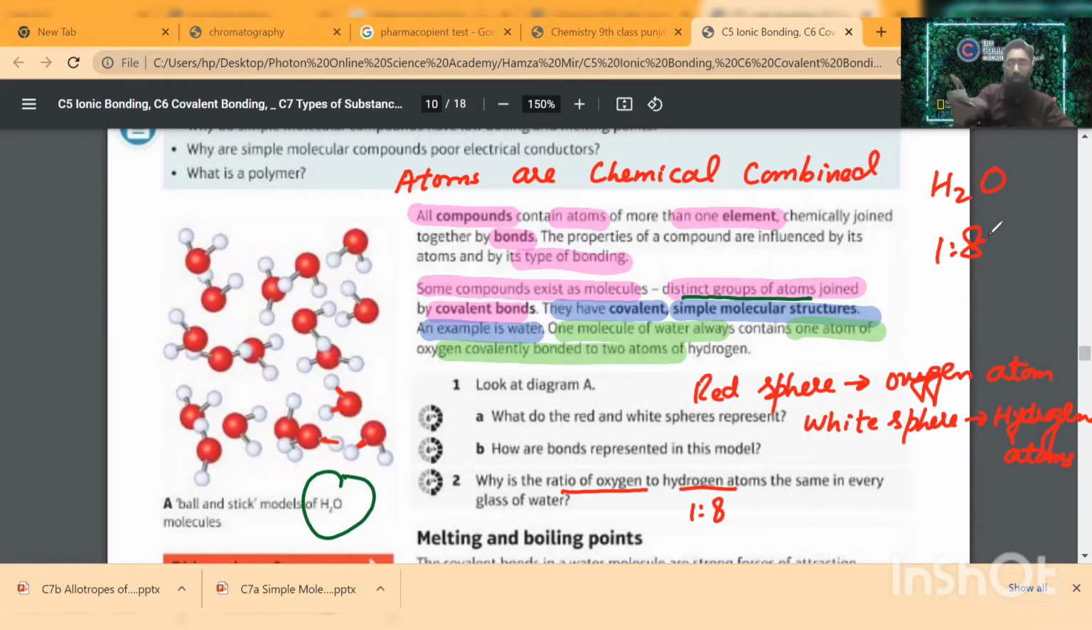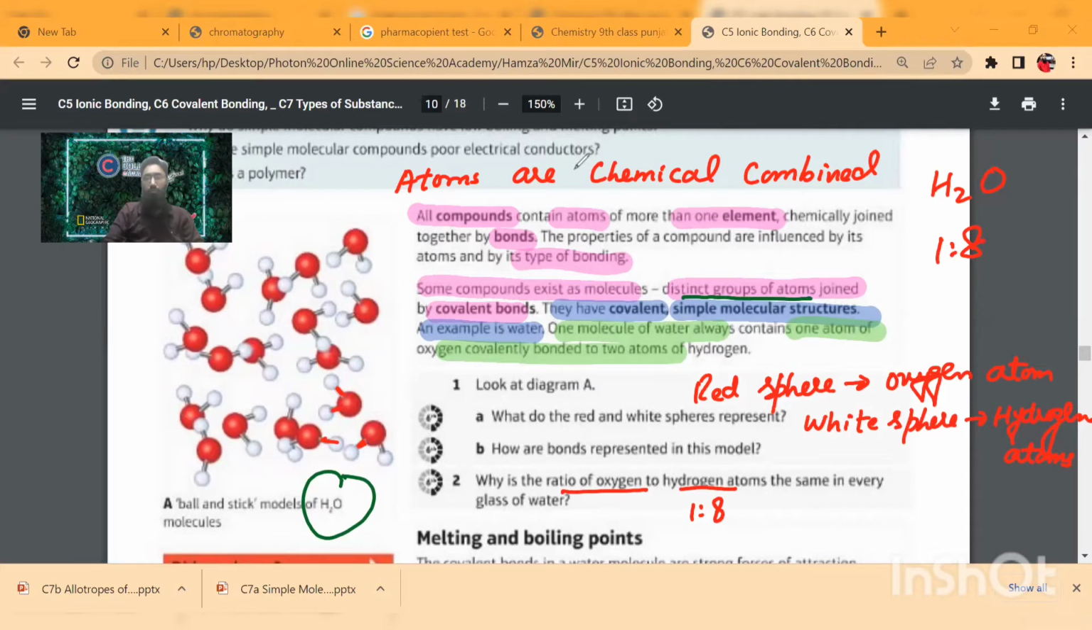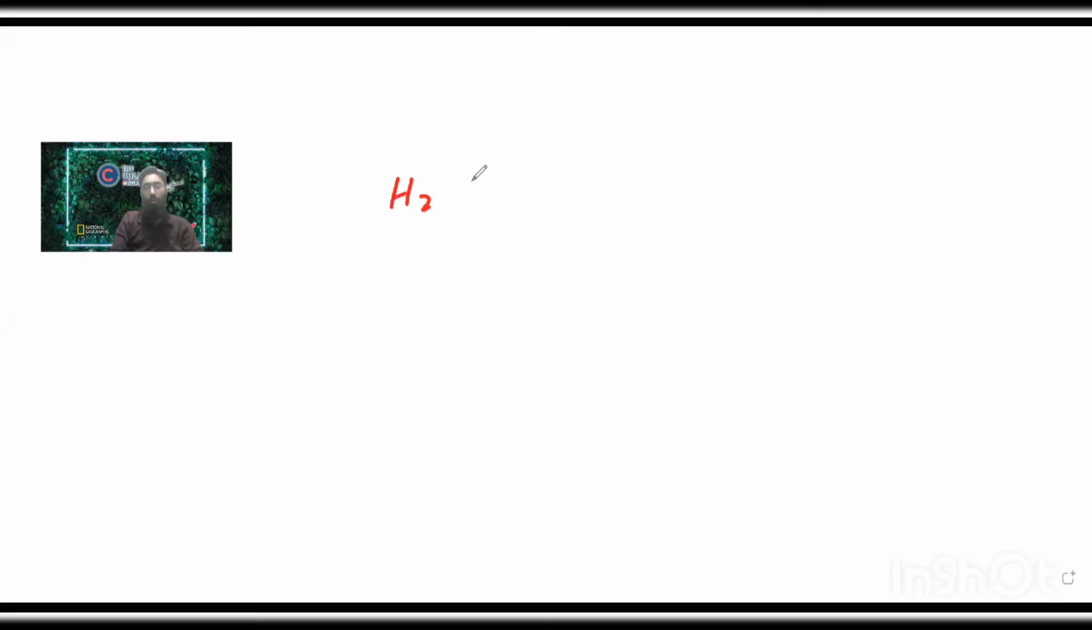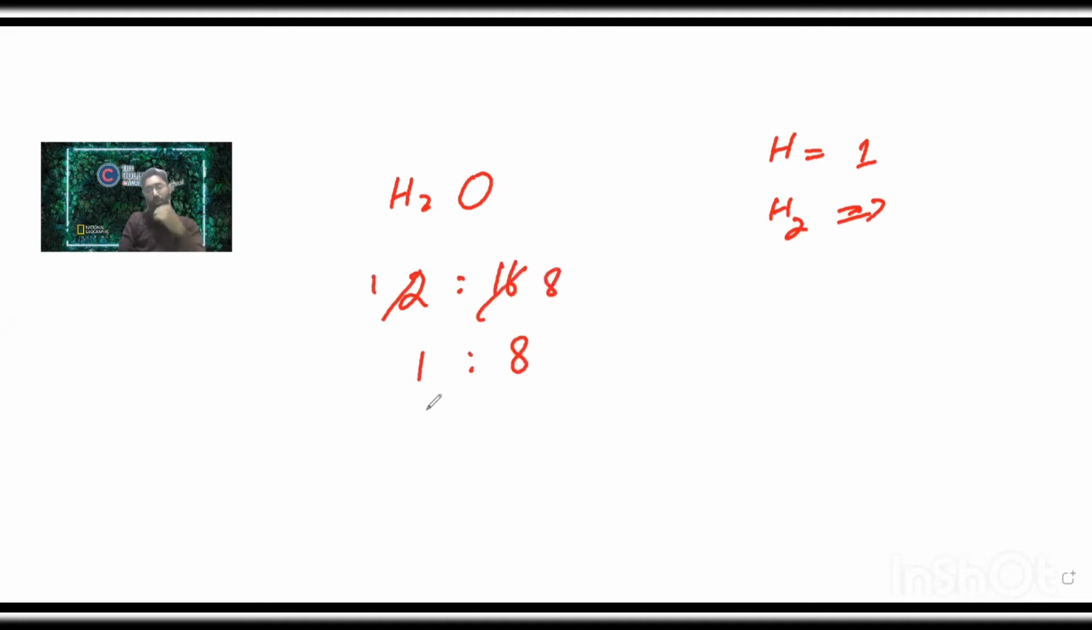And how did we calculate that? See, this is the formula of water. For hydrogen, the atomic mass is 1, and for two hydrogen, it will become 2. For oxygen, the atomic mass is 16. So when we calculate, it becomes 1:8. 2 1s are 2, 2 over 16 gives 1:8. 1:8 is the ratio between hydrogen atoms and oxygen atoms.